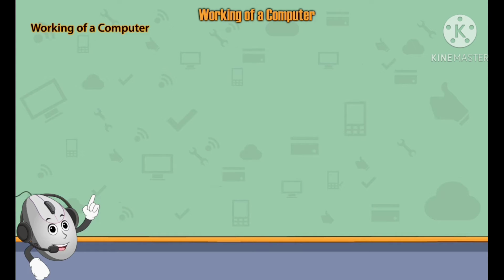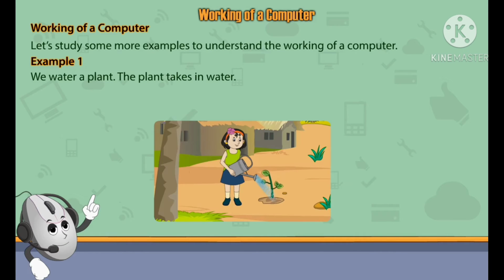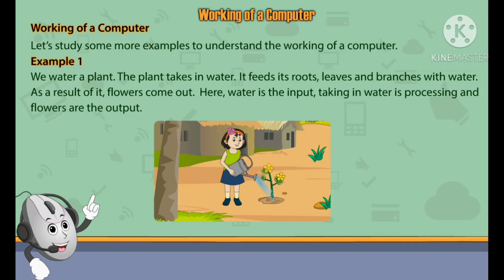Working of a computer. Let's study some more examples to understand the working of a computer. Example 1. We water a plant. The plant takes in water. It feeds its roots, leaves, and branches with water. As a result, flowers come out. Here, water is the input. Taking in water is processing, and flowers are the output.